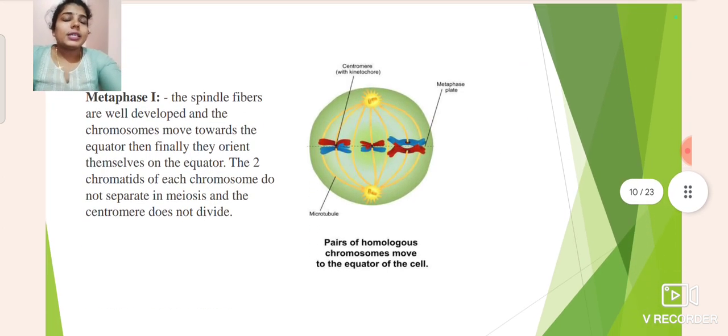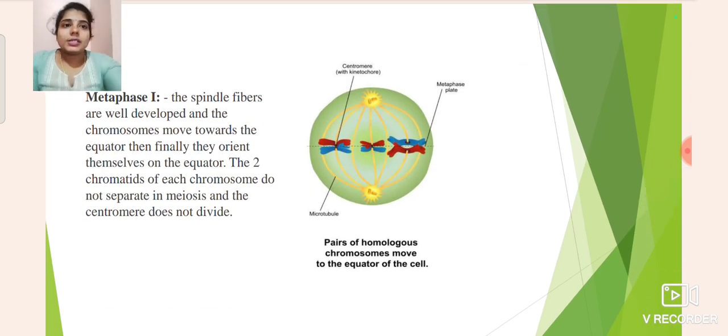Next, we will move on to metaphase first. Meta means middle. So this is the meiotic process, metaphase first. In the cell nucleus, all the spindle fibers are well developed and the chromosomes move towards the equator. In diakinesis, the chromosomes move towards the nuclear membrane, but in metaphase first, the chromosomes all move towards the middle of the cell. That is called metaphase first.